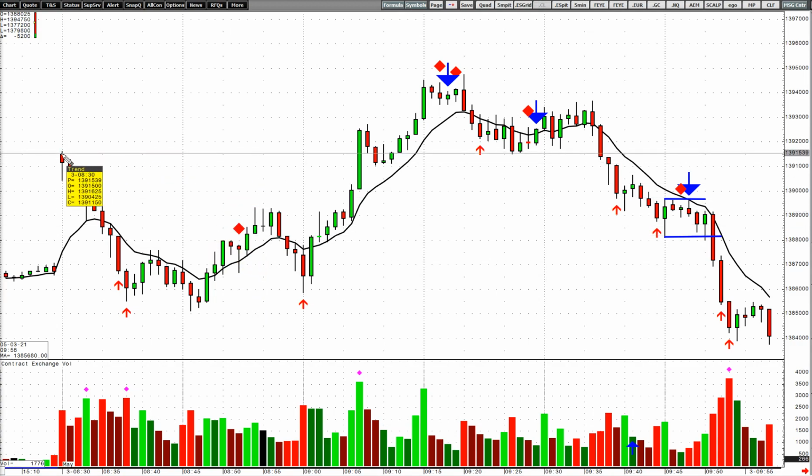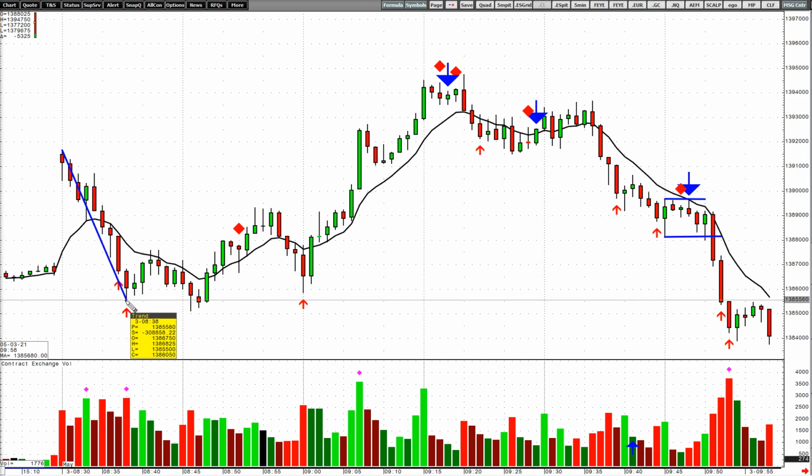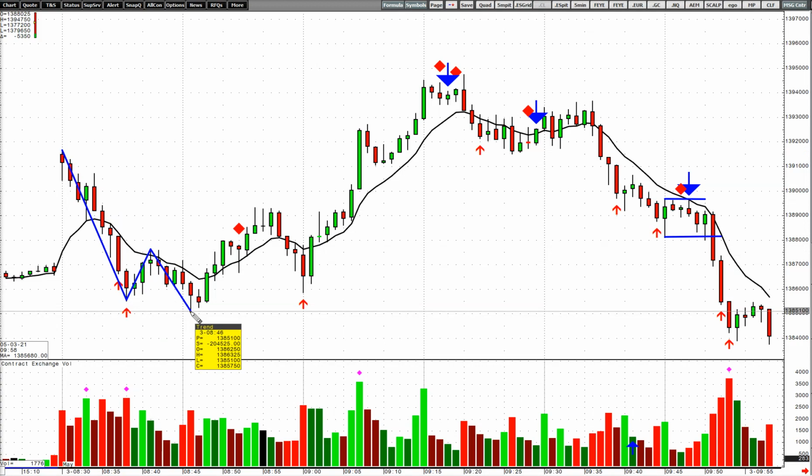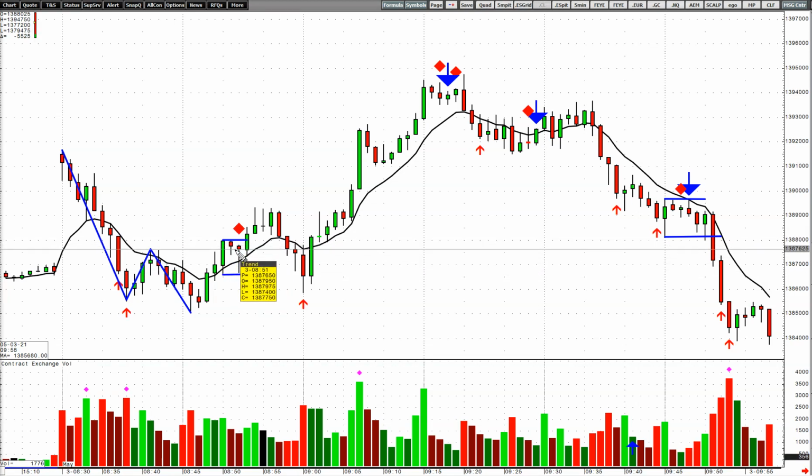So this is the pit open at 8:30, and we got a pretty clean 2 waves down. So my bias now is for 2 waves up, which we eventually got. And this pattern right here is a hoagie, where 2 bars are within the previous bar. So you would buy stop this level.